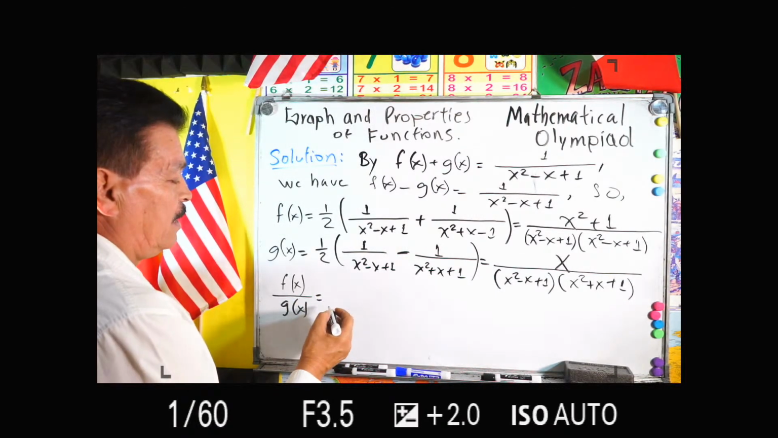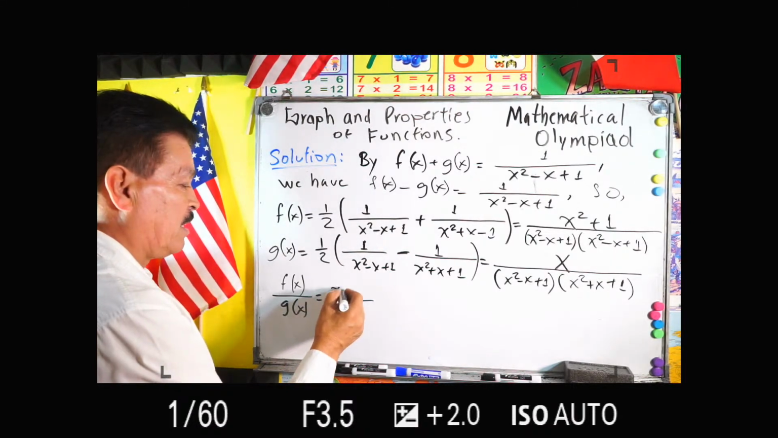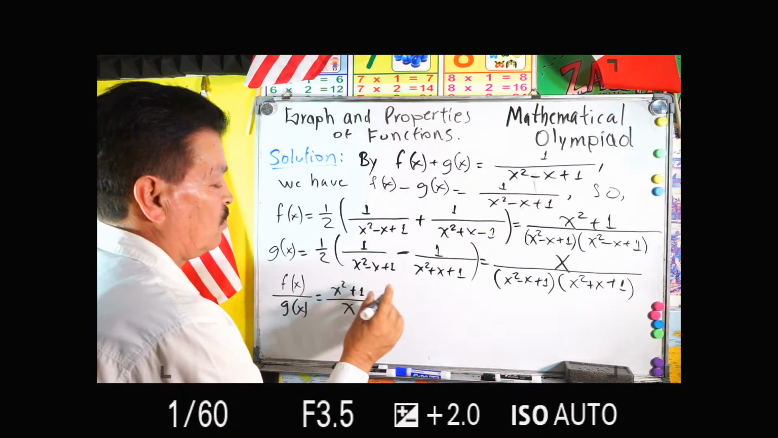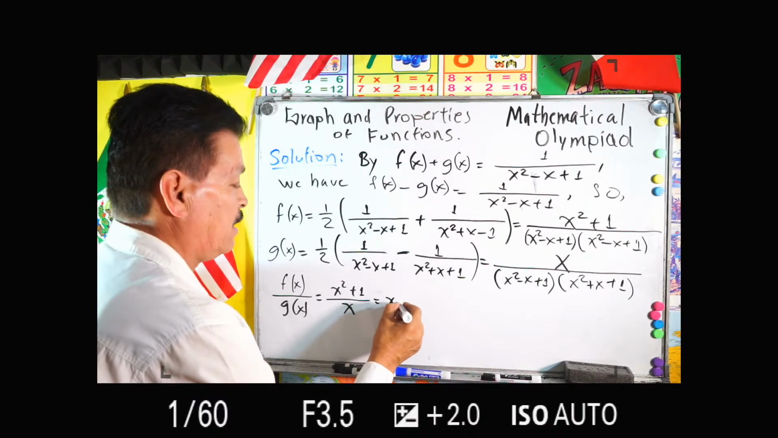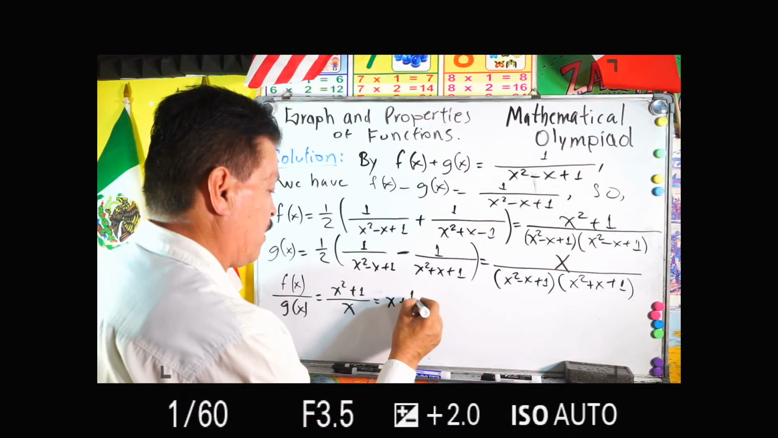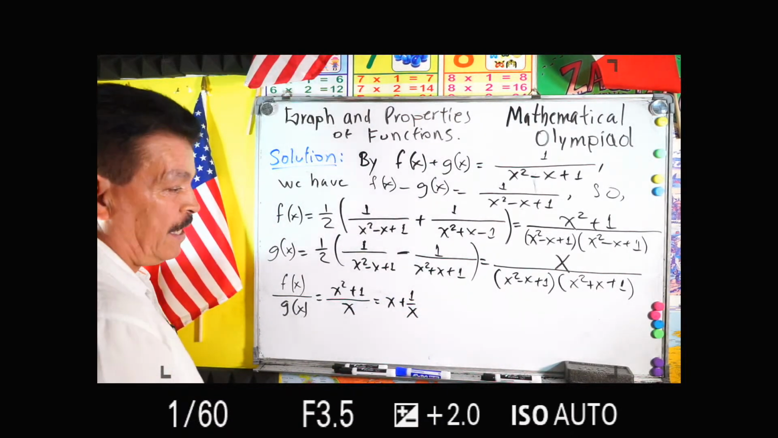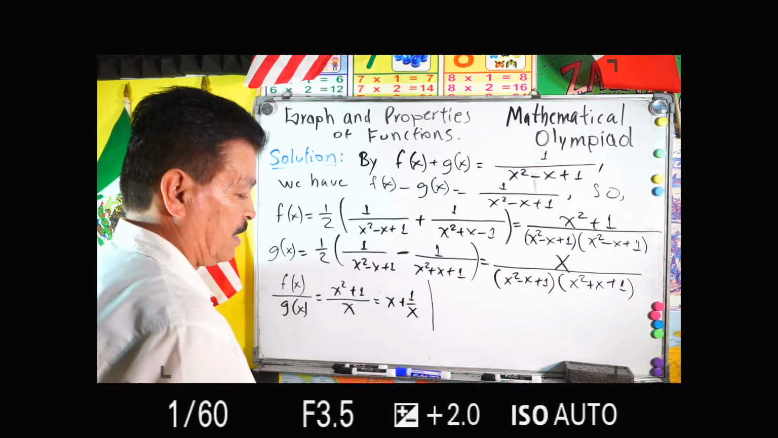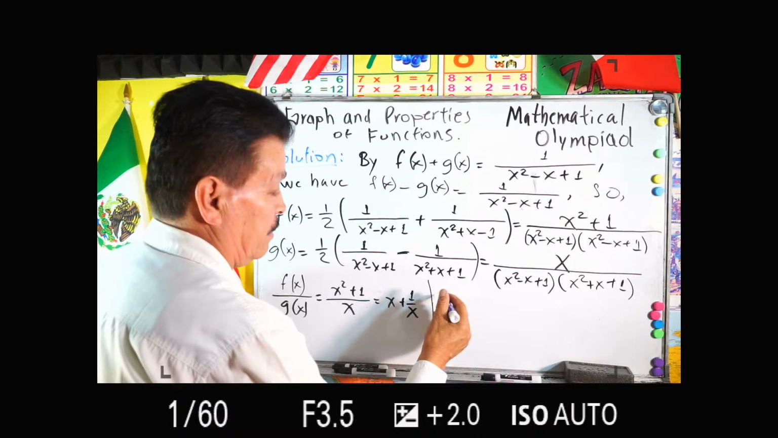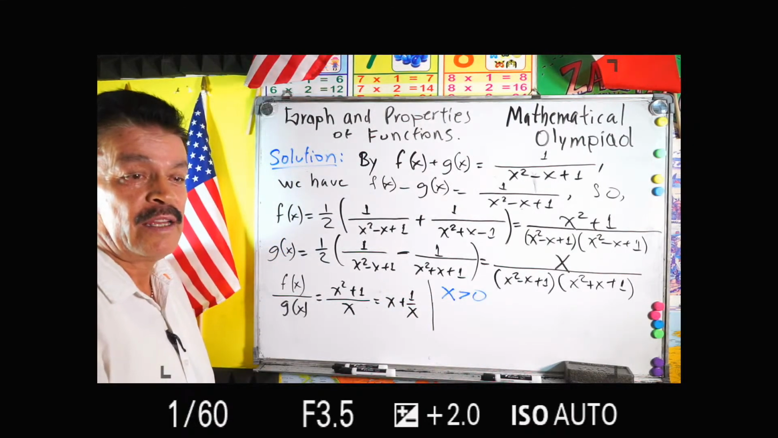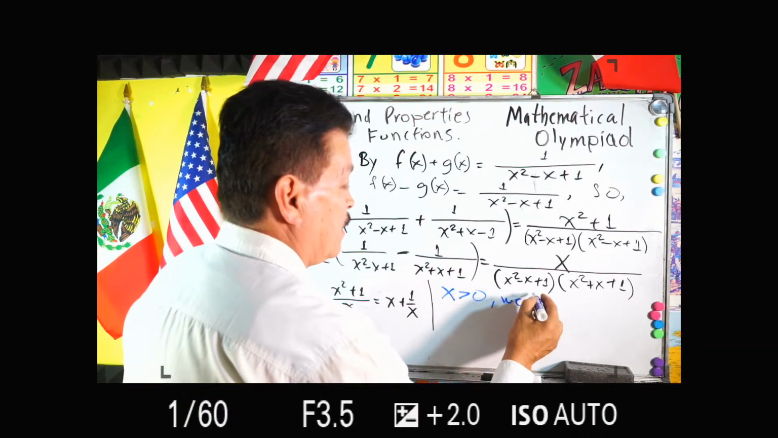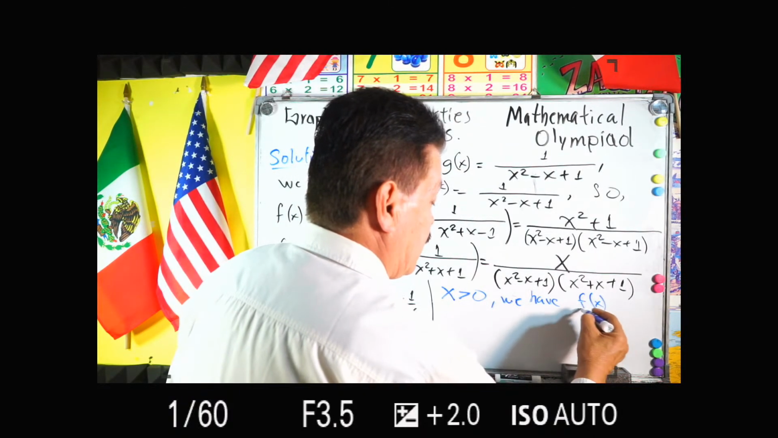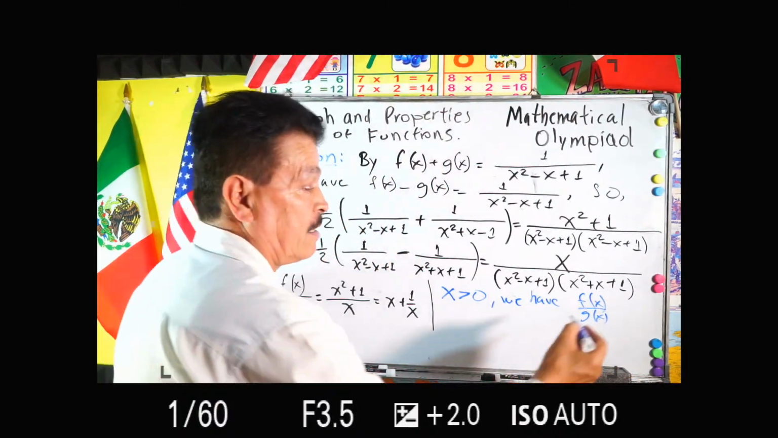Then this is going to equal x squared plus 1 over x. You simplify this fraction; it's going to equal x plus 1 over x. That's it. This is very important to write something here. For instance, when x is greater than 0, we have f of x over g of x greater than or equal to 2.